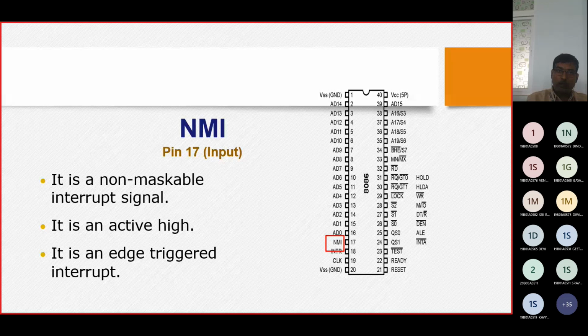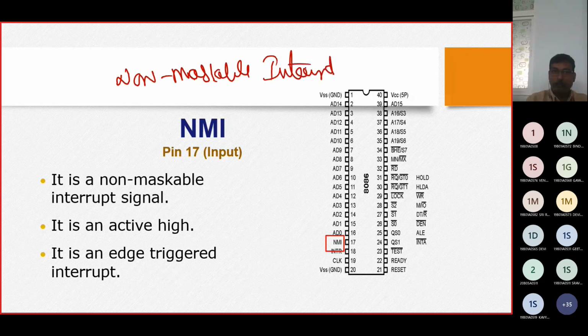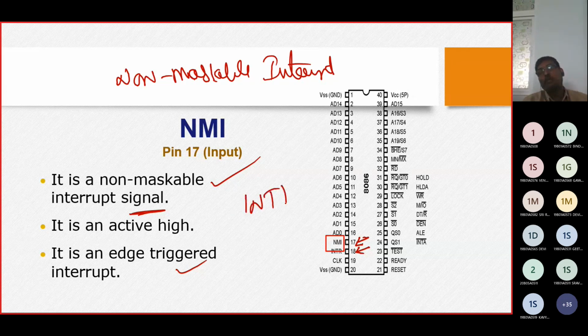Next one was non-maskable interrupt. So non-maskable interrupt is a signal, and it is going to show an edge triggered interrupt. So we talked about interrupt request, and then we are talking about pin number 17, non-maskable interrupt. Okay, now the question is, what is the difference between INTR and NMI?